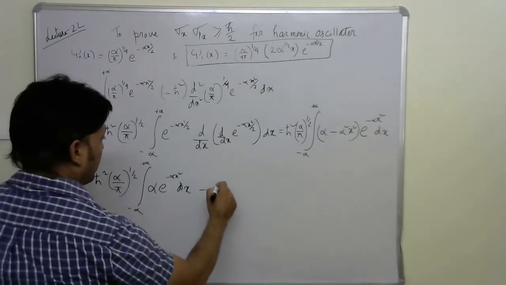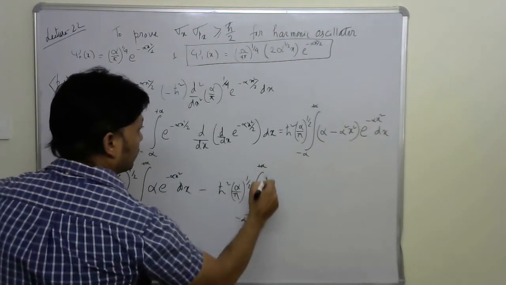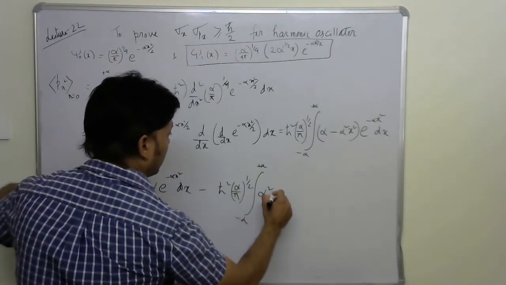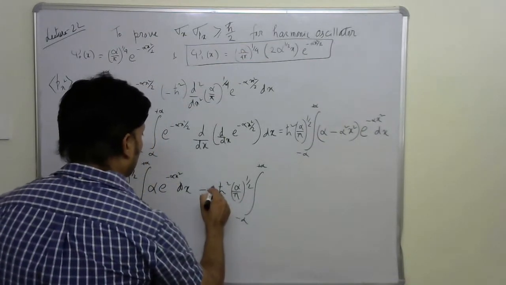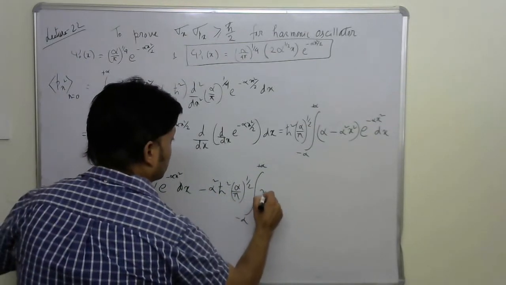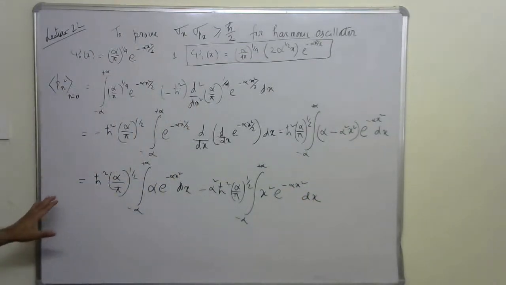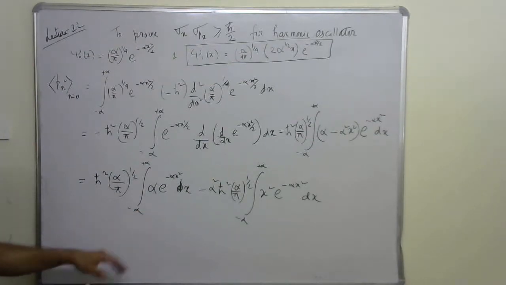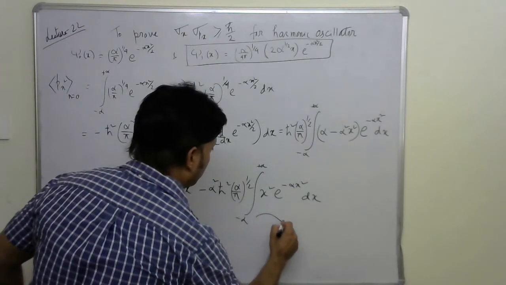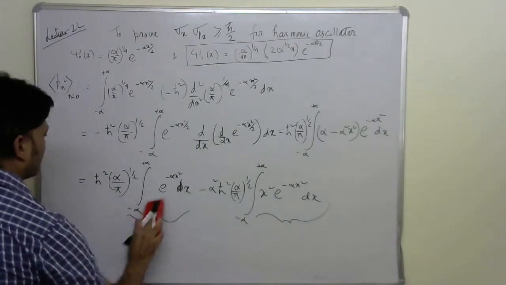And again, minus, once again, ħ² (α/π)^(1/2), integral from minus infinity to plus infinity, and we can take the α² out, then x² e^(−αx²) dx. As you can see, this is a pretty long expression. Once again, we can take the help of the standard integral of this part and the standard integral of this part. The α part is there also, so we can take that α part out over here.